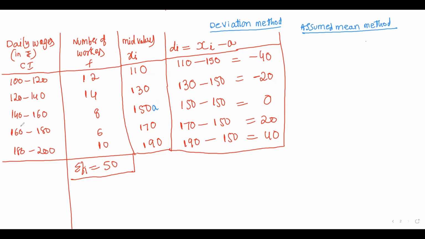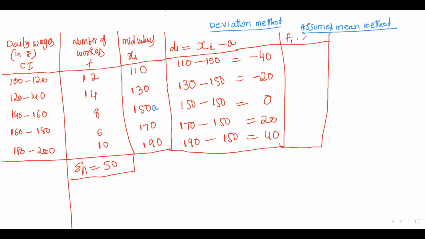See, if h is 20, and you subtract these two, you will get the size of the class, and di will be multiples of h. H is 20, that's why 20s, 40s are multiples of h. Di will be multiples of h. Please remember this. Now the last column in the assumed mean method is fi di.